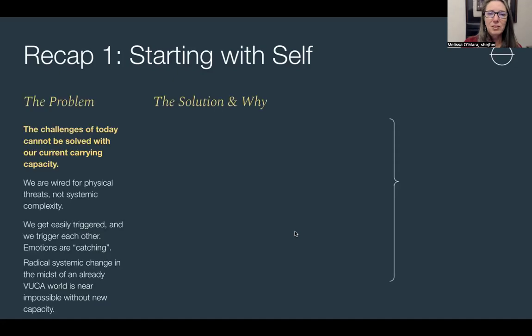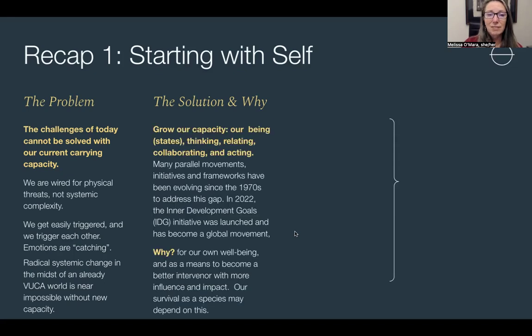So let's recap. We're going to start with ourselves. The problem is that the challenges of today can't be solved with our current carrying capacity. We are living in a VUCA world, and we're wired for physical threats more so than systemic complexity. We get easily triggered, and we trigger each other. Emotions are catching, and radical systemic change in the midst of an already VUCA world is near impossible unless we build this new capacity.